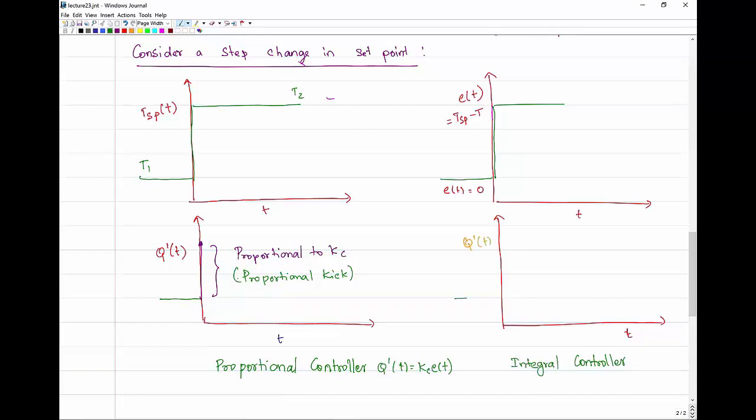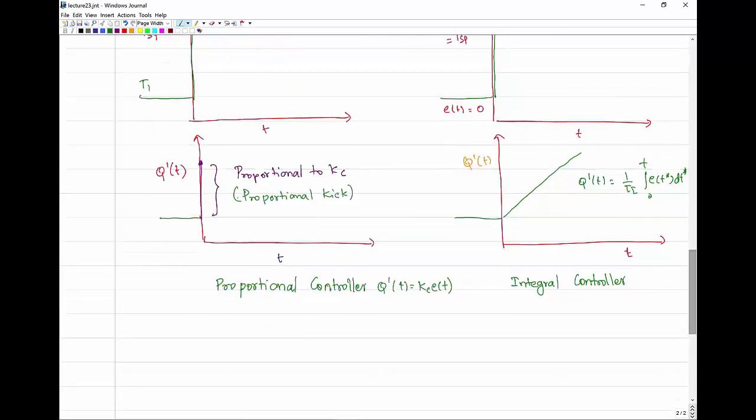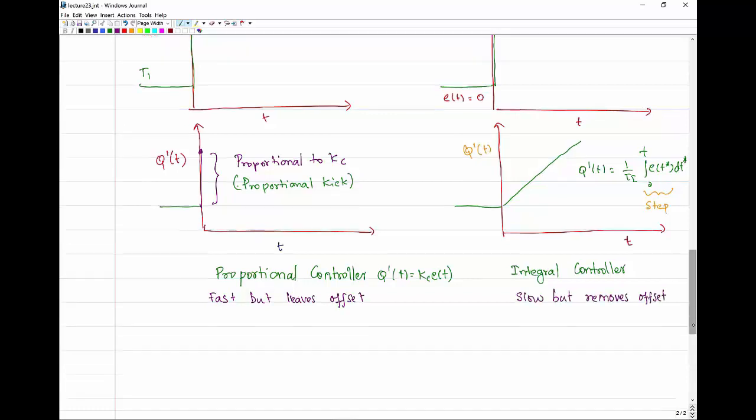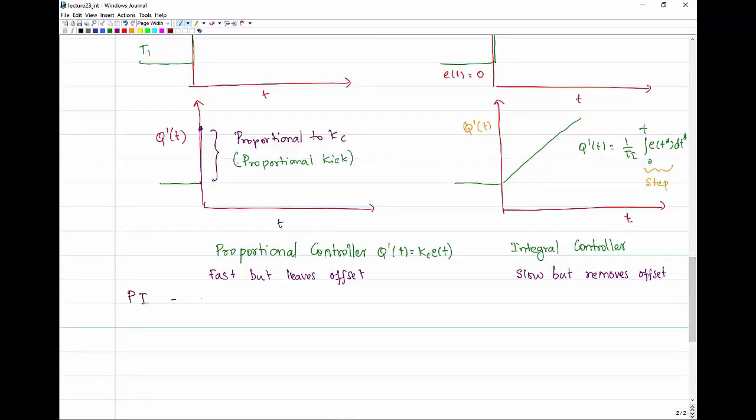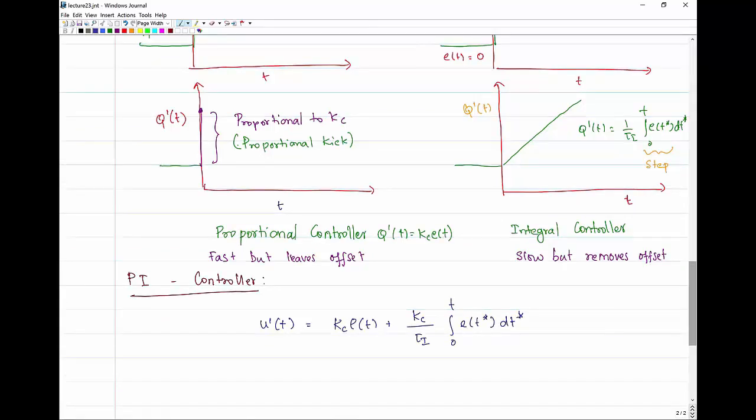On the other hand, if an integral controller is used, there will be no instantaneous increase in the heat input to the process. Instead, because of the integral action, we will notice a steadily increasing input. Clearly, the proportional controller takes rapid, quick action on the process, whereas the integral controller takes slow action but will eventually lead to an offset-free response. And therefore, let's try to put together the proportional and integral controllers in this fashion.